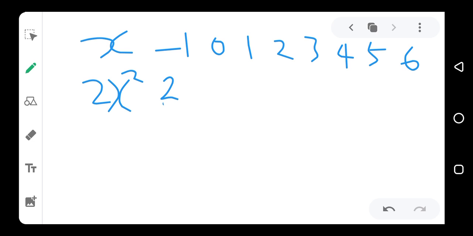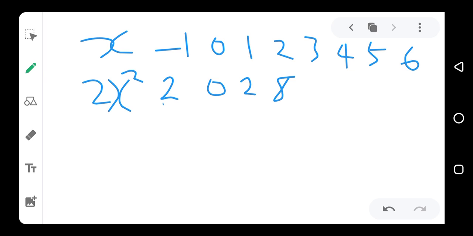For 0, we are going to have 0. For 1, it becomes 1 raised to power 2 times 2, so we are also going to have 2. Then for 2, we are going to have 2 raised to power 2, which is 4. 4 times 2, we are going to have 8.